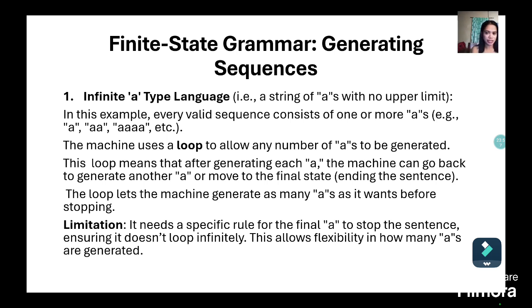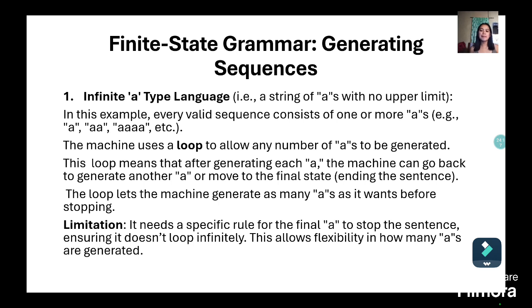Infinite A type language: a string of A's with no upper limit. In this example, every valid sequence consists of one or more A's. Example: A, 2A, 3A, etc. The machine uses a loop to allow any number of A's to be generated.